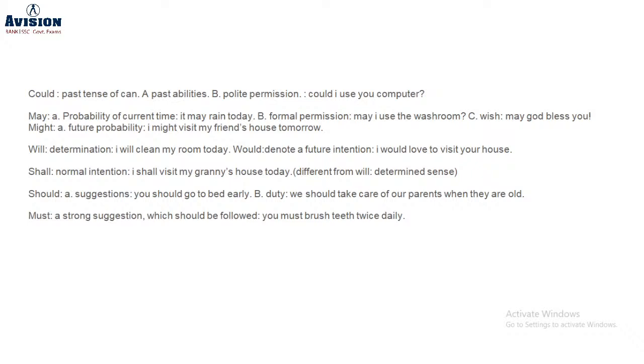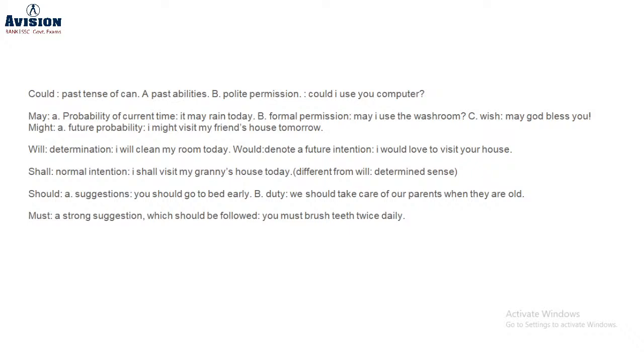Okay, next we come to may. May is usually used for any probability of a current time, like it may rain today. Any uncertainty, they may be upstairs. The speaker is not sure of whatever they are saying. There is a possibility, yeah, there is a probability. They may have done this. Only they may have done this activity. They may be upstairs. It may rain today. Yeah, this is a possibility of current time.